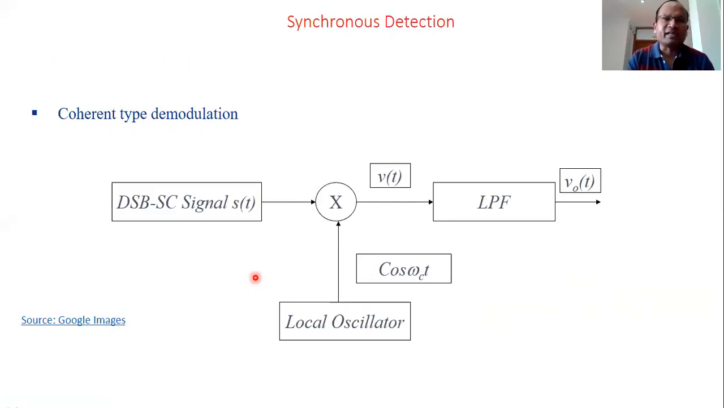One such detection method is the synchronous detection method. The synchronous detection method is also called coherent detection or coherent demodulation. In the demodulator, what will be the input? The input will be DSBSC.